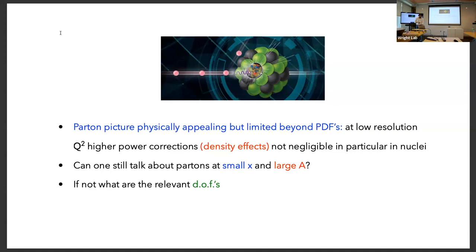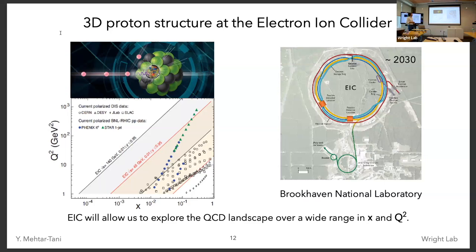So have you worried about the future EIC? Hopefully there's a chance that it will be built around 2030 at BNL on the current site of the RHIC ring here. I wanted just to show you the phase space that will be covered in Q squared and x at the EIC. As you can see, it will be able to reach values of x which are reasonably low and will allow us to access physics at small x and study it more thoroughly.